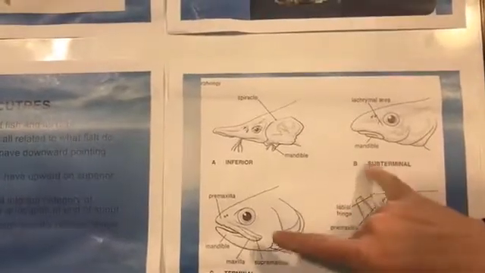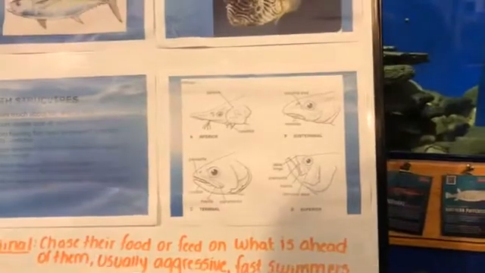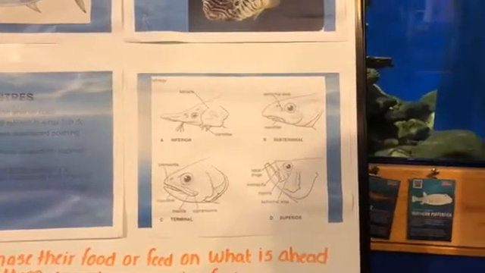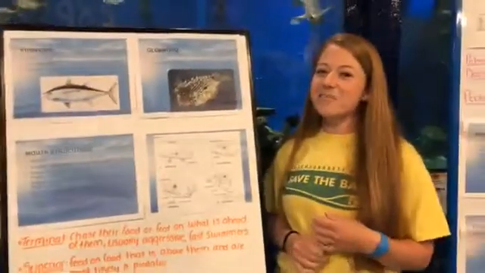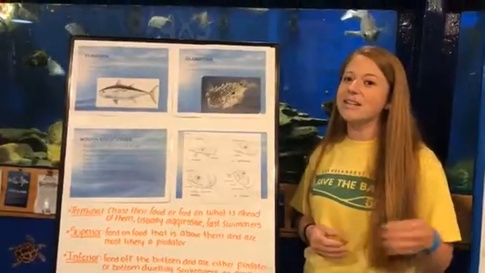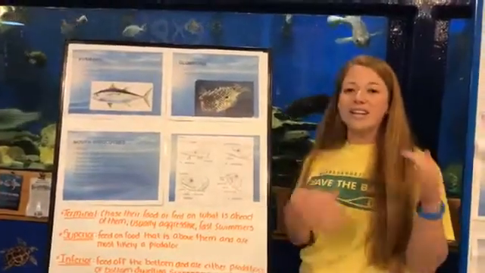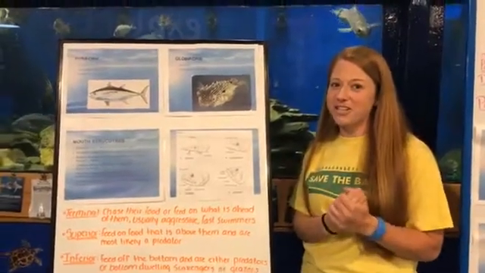And usually these type of fish that fall into the terminal category, they like to chase their food or feed on what is ahead of them. Usually they're aggressive and fast swimmers. So that's just a little bit diving into the structures of their mouth. Scientists can get very deep into what each different structure has, telling you what the fish is.